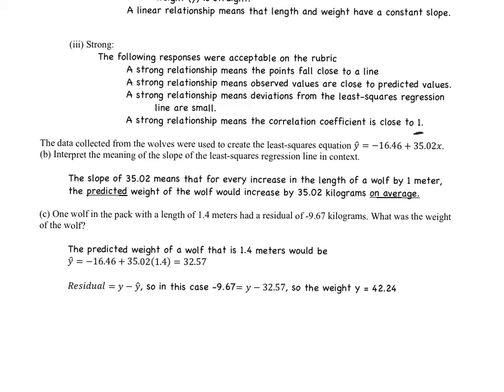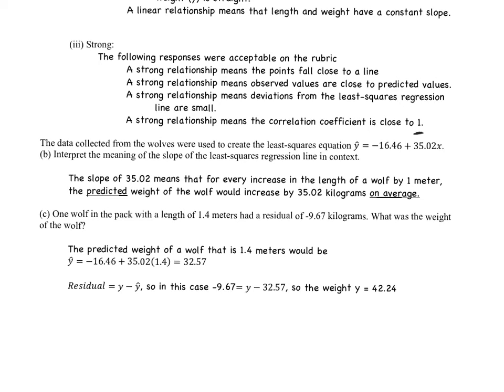B wants you to interpret the meaning of the slope of the least squares regression line in context. So again, that's right from the notes. So when you go take the test, just make sure those are handy. But here we would say the slope of 35.02 means that for every increase in the length of a wolf by 1 meter, the predicted weight of the wolf would increase by 35.02 kilograms on average. And predicted and on average are important because we're talking about a slope of a regression line.